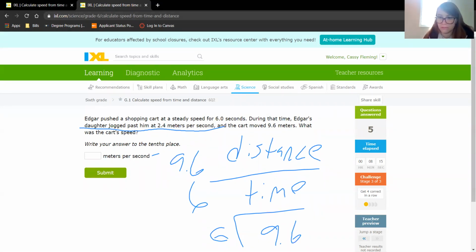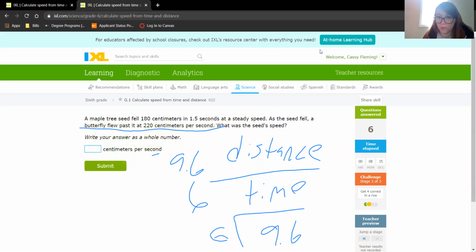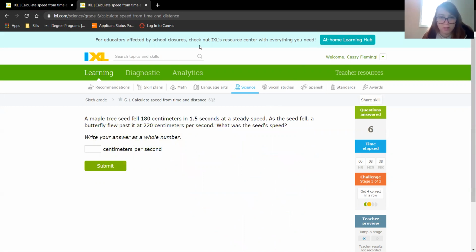So now we do 9.6 divided by 6, 1.6 meters per second. Now check it this time. We got that decimal. And I'll do one more since I kind of messed up the first one. A maple tree seed fell 180 centimeters in 1.5 seconds at a steady speed. As the seed fell, a butterfly flew past it at 220 centimeters per second. What was the seed's speed?